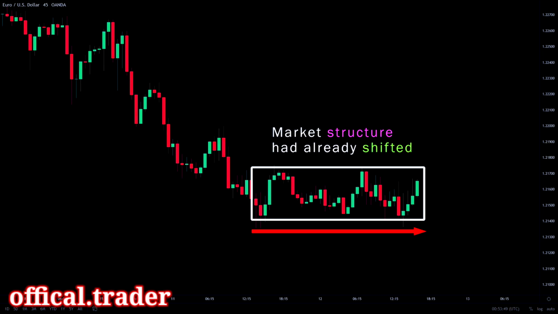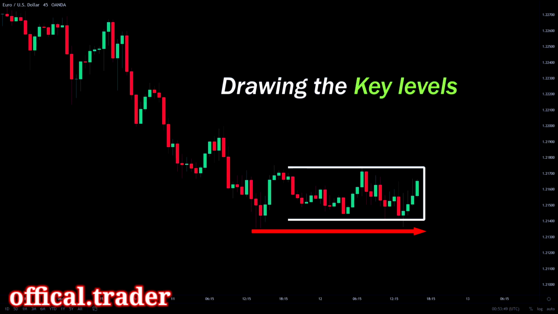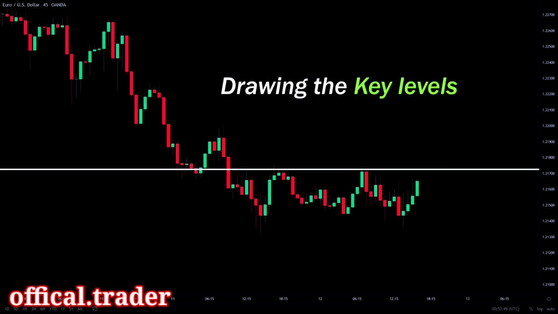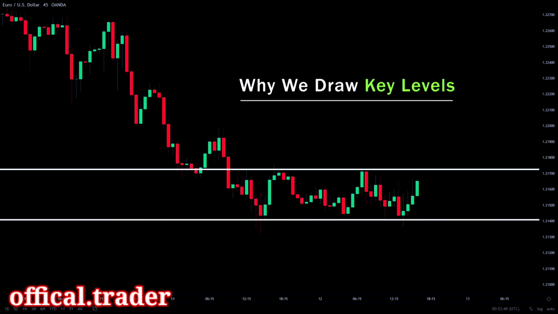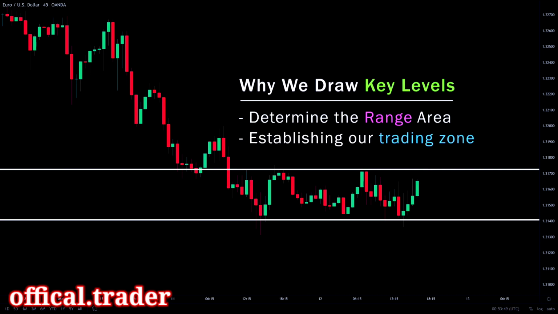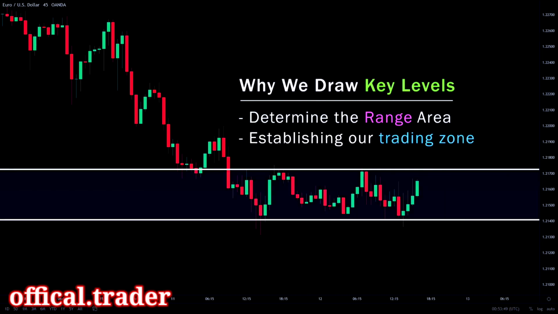Now, once you've identified a ranging market, the next thing you want to do is draw the key levels. And so you can draw a level of resistance above and a level of support below here. Now, there are a couple of reasons why we draw these key levels. The first reason is because we want to determine the area where the price is still considered ranging. Meaning, if the price goes out of one of these key levels, it shows us that the market is no longer ranging. The second reason is because we're establishing our trading zone. So as long as the price stays within this zone, we can still trade it using our range market strategy.